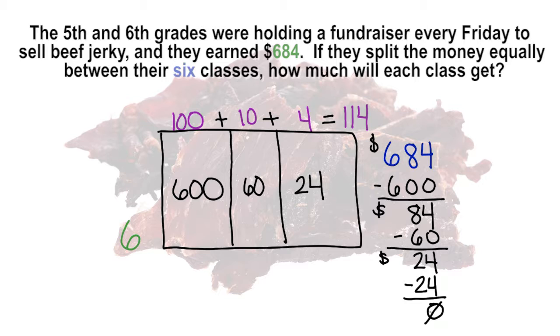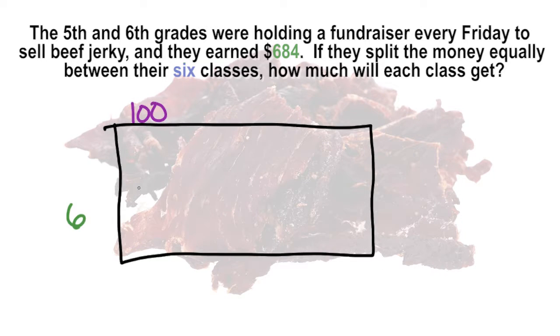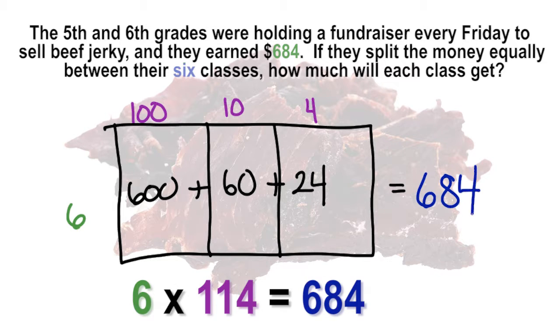If we rethink the problem using multiplication to check our work, we can see the following. 6 times 100 equals 600, 6 times 10 is 60, and 6 times 4 is 24. Add the partial products together to get a sum of 684, proving that 6 times 114 as factors multiply together for the product of $684.